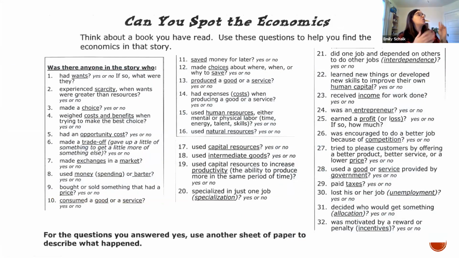So in addition to talking about race and social justice and diversity, we're also going to talk about how to tie those in with economics and financial literacy, which you might think is a tall order, but actually there's this really great handout that you will also be getting a PDF of, called Can You Spot the Economics? Essentially, for any book that you are going over with your students, you can use this worksheet to help them find the economics in that story.